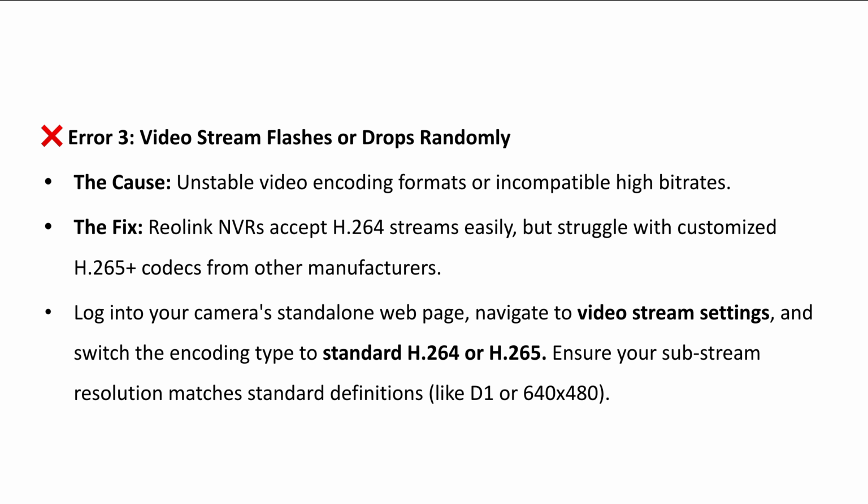Log into your camera's standalone web page. Navigate to video stream settings and switch the encoding type to standard H.264 or H.265. Ensure your substream resolution matches standard definition, like D1 or 640 x 480.